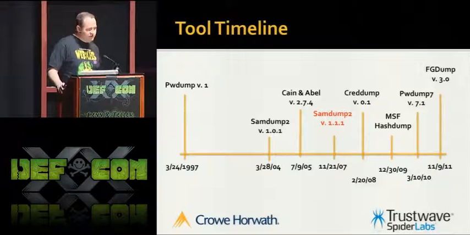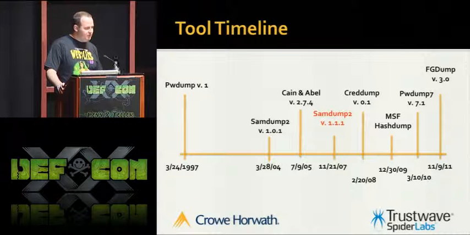So when we look at this from a timeline perspective, now that we saw the relationship, I want to quickly go through where we started. This actually reaches all the way back to 1997. PWDump version 1 was released then. And then there are actually quite a few tools that were introduced between that time frame, but SamDump was released in 2004. We had Cain and Abel start doing this method in 2005. And then in 2007, there was something really cool that happened.